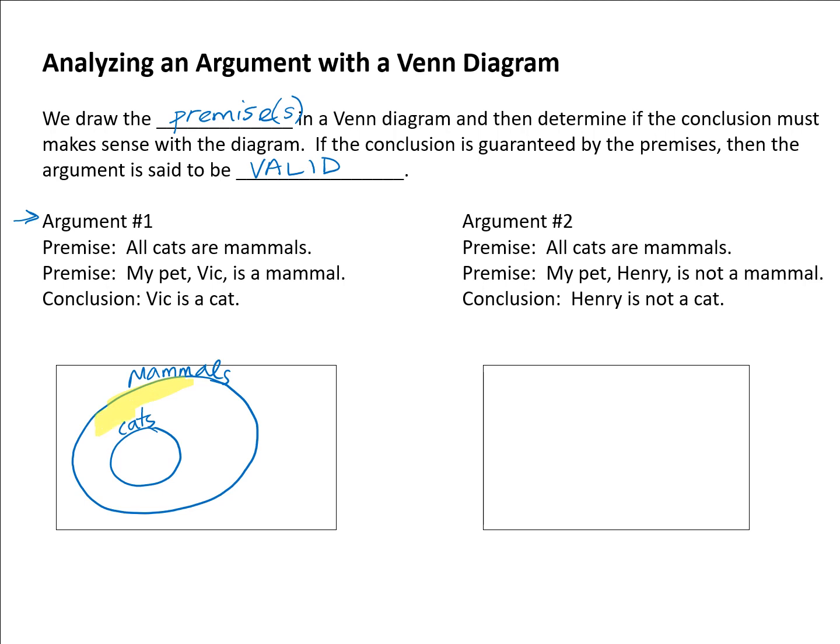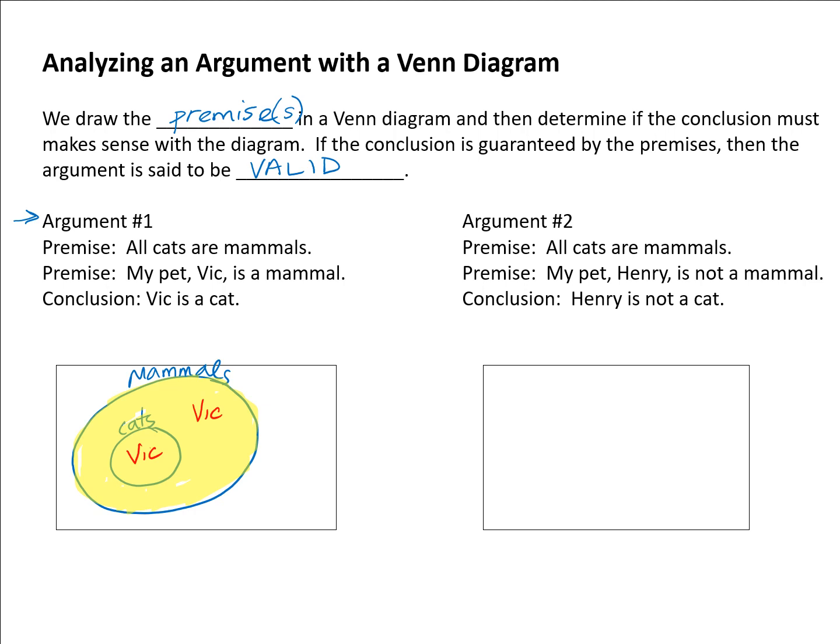Now, you initially might just think, well, that's the circle where we have mammals. But remember, a cat is a mammal too, and the mammals include everything within this mammal set, including the cat circle. So Vic could be inside the mammal set but outside of the cat set, or Vic could be inside the mammal set and inside the cat set. So Vic could be in these two places.